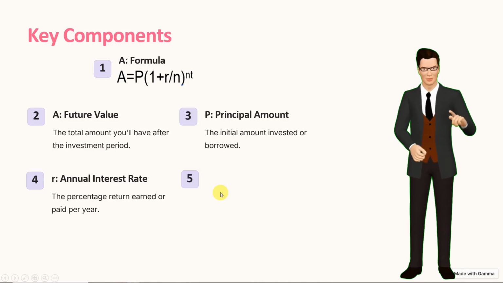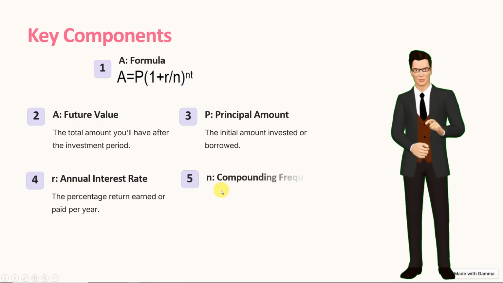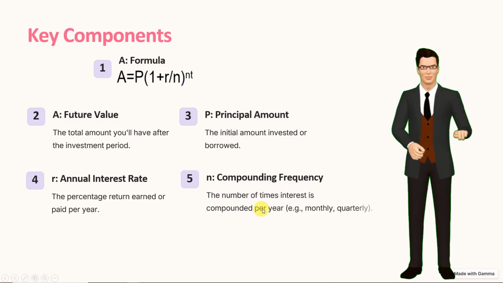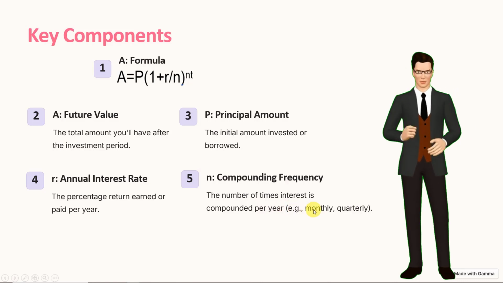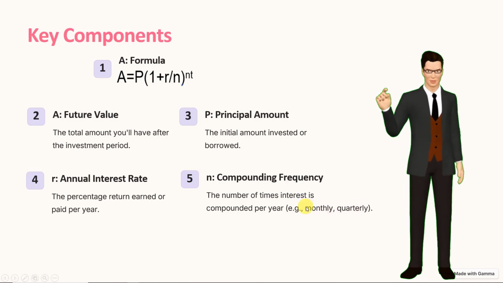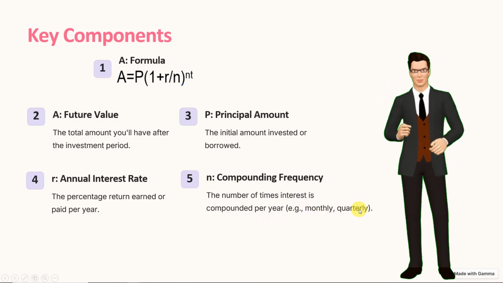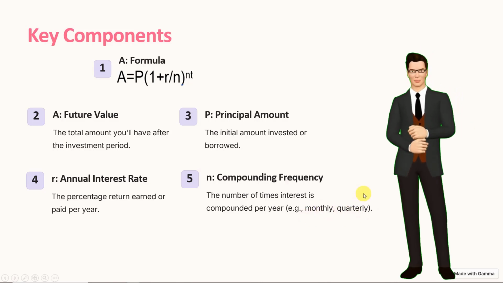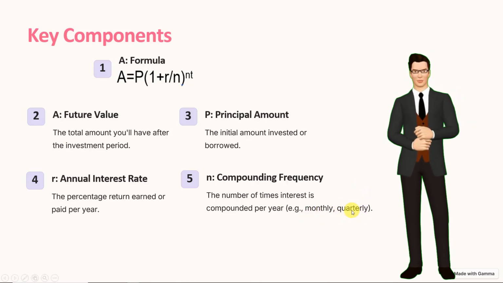And number 5, N, is your compounding frequency. That is the number of times interest is compounded per year, for example monthly, quarterly, weekly, daily, it could be whatever. But of course, normally it is on a monthly basis or a yearly basis. Very seldom you'll find a quarterly basis, but it does occur. You will see it happening.